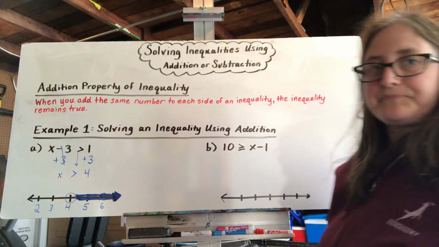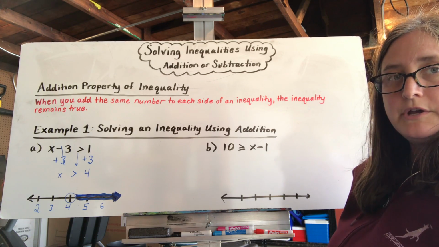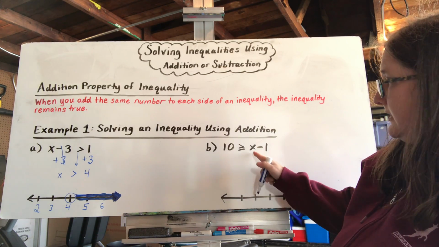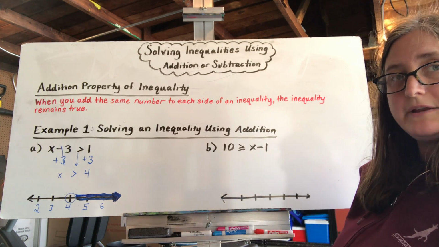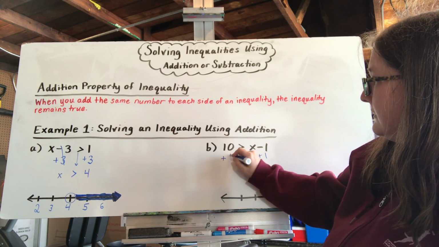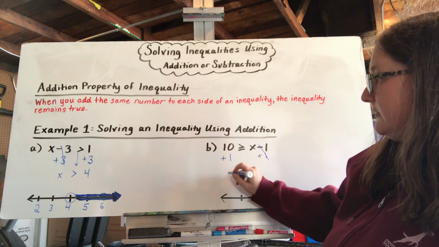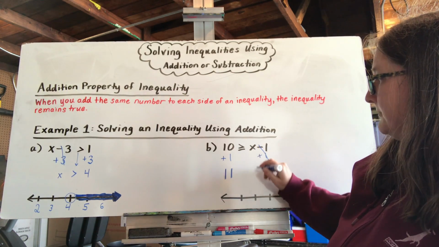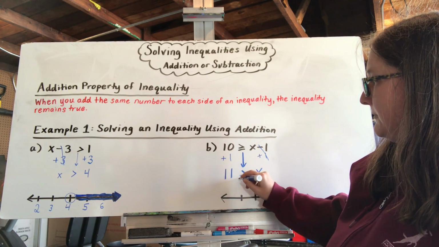Let's try another one. So here I have x minus 1 is less than or equal to 10. So again, I find my variable. Here it is, x. And I have x minus 1. To get rid of the minus 1, I'm going to add 1 to each side. Here, my minus 1 and plus 1 will cancel out. 10 plus 1 is 11. On this side, I'm left with x. And I just carry down my inequality symbol.